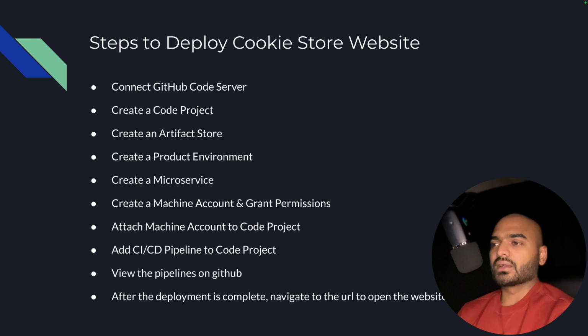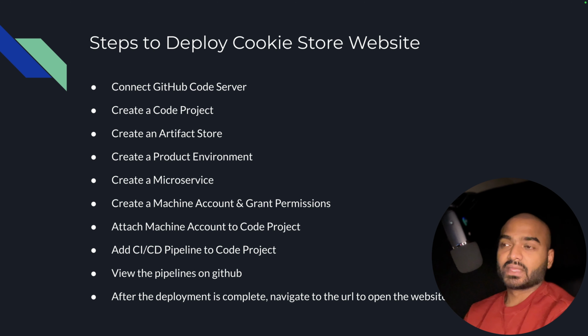Attach the machine account to code project, add a CI/CD pipeline to code project, view the pipelines on GitHub, and after the deployment is complete, we'll navigate to the URL to open the website. I know that this seems like a lot of work, but Plant and Cloud makes it super simple to accomplish all of these tasks without leaving the console. And I'll also elaborate on each of these steps as we dive deeper.